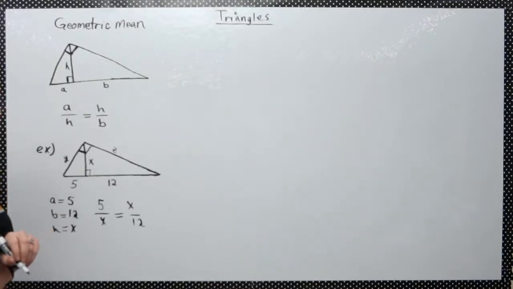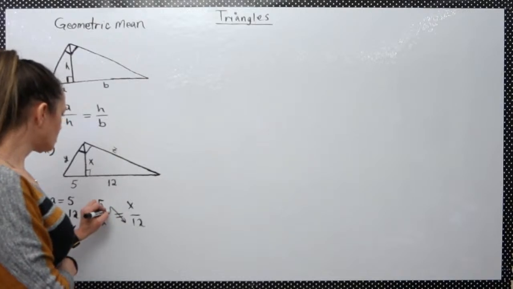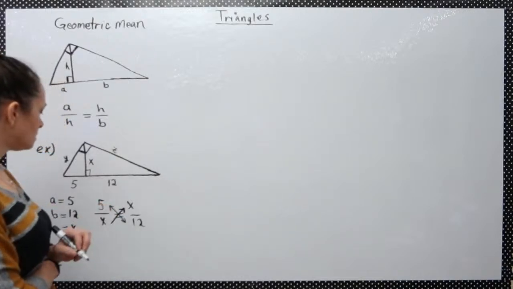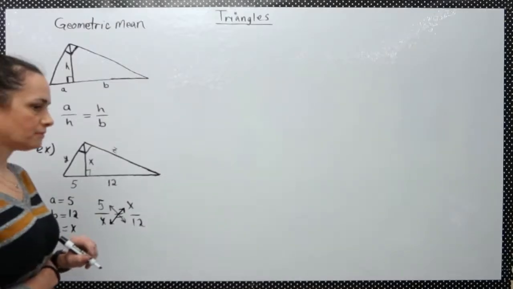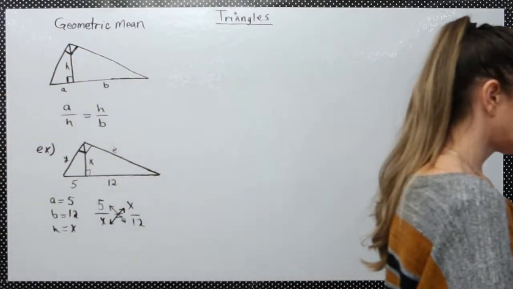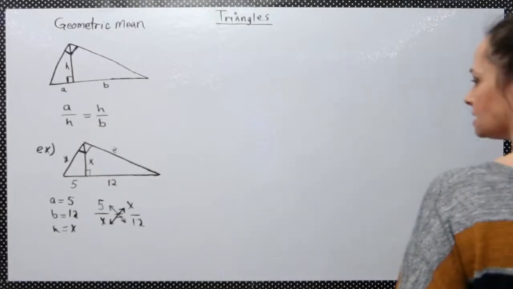And set up the proportion that way. However, when I do this, x times x, when I cross multiply, I'm going to get an x squared. So let's see what happens. So 12 times 5 is 60, I think. I know the answer, but I don't trust it, so I like to see and double check.